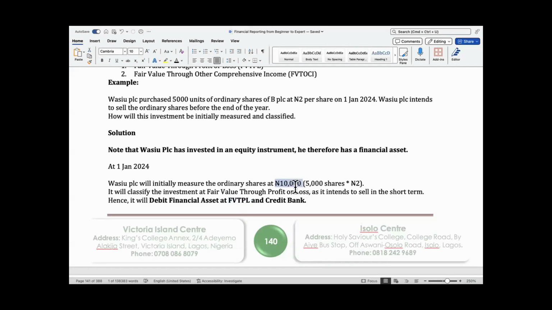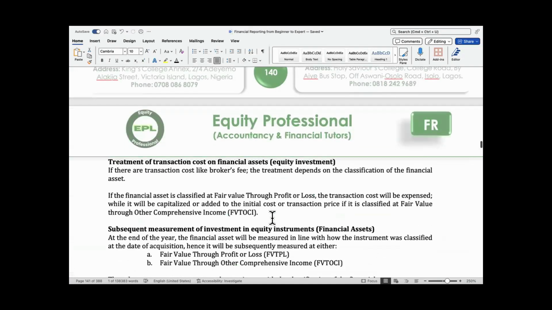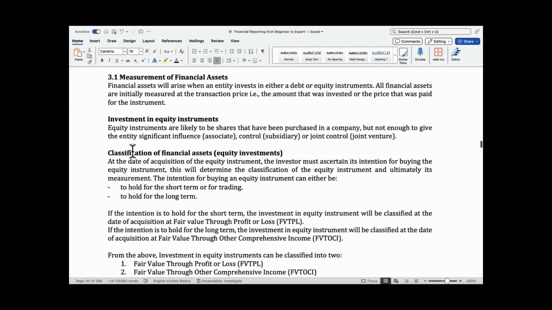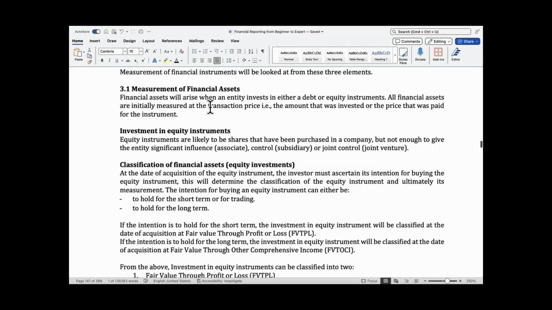And that is all you do at the beginning of the year. When you buy the shares, you need to know you would measure it at transaction price. You need to understand your intention for buying it so that you can properly classify it.